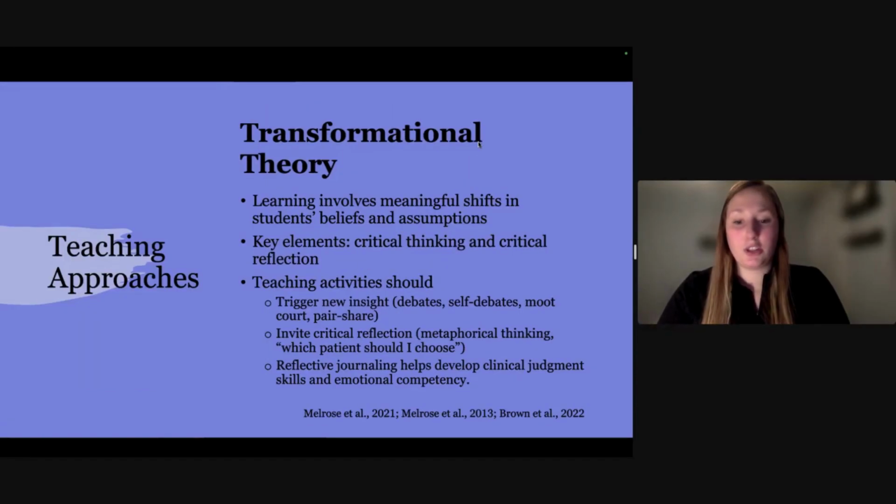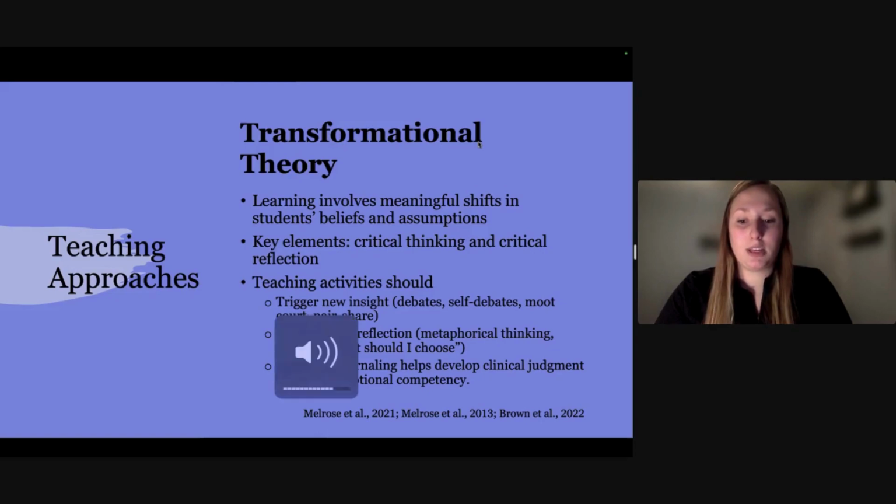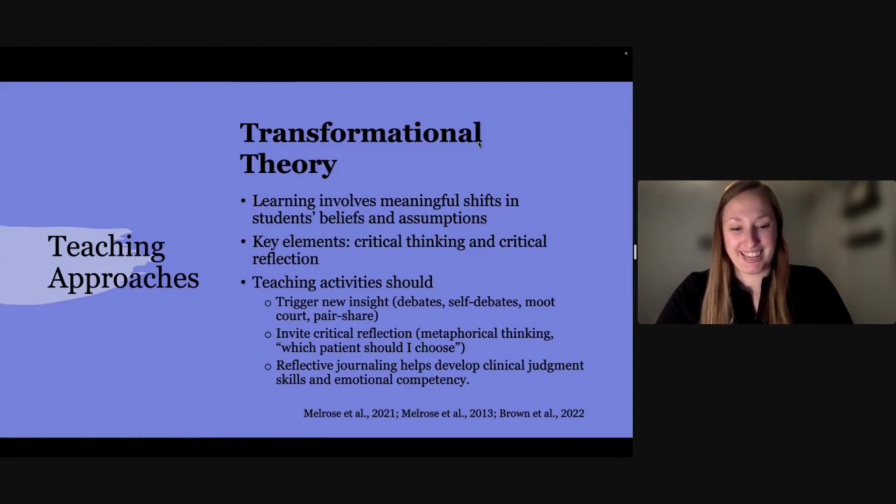The third teaching approach we will examine is transformative theory. This theory believes that learning involves meaningful shifts in students' beliefs and assumptions. Two key elements of transformative theory are critical thinking and critical reflection. Teaching activities like debates, moot court, and pair sharing should trigger new insight. And activities that can invite critical reflection are metaphorical thinking, or "which patient should I choose" activities.